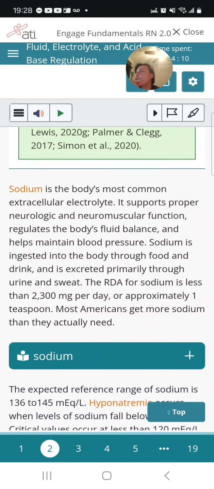Okay, let's talk about sodium, hypernatremia. Sodium is the body's most common extracellular electrolyte. It supports proper neurological and neuromuscular function. It regulates the body's fluid balance and helps maintain blood pressure. Sodium is ingested into the body through food and drink and is excreted primarily through the urine and sweat.